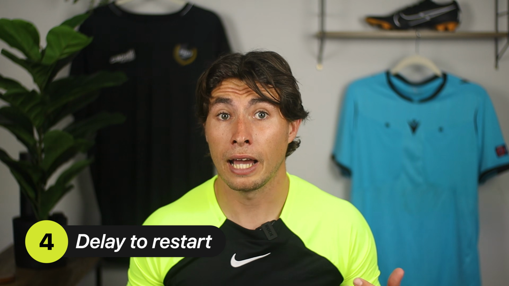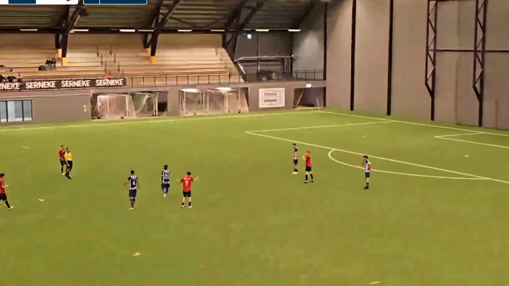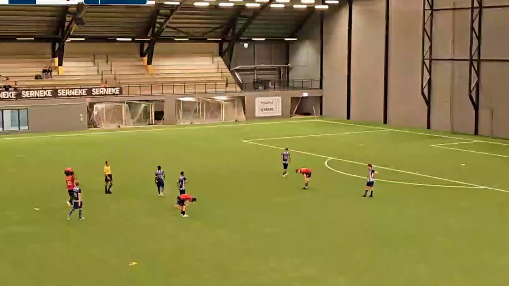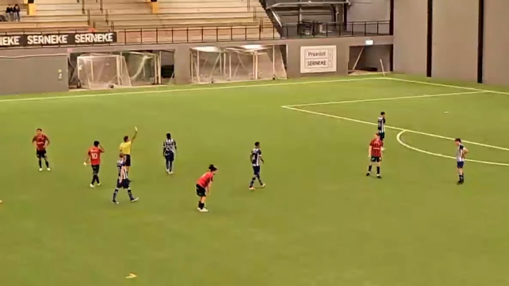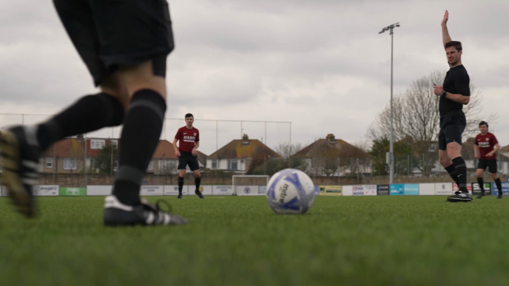Number 4, delaying the restart. When teams are winning, they can resort to delaying the game from restarting to wind the clock down. Most commonly, you'll need to watch out for goalkeepers changing what side they're taking the goal kick or free kick from, as well as free kick takers taking too long releasing the ball. Other tricks of the trade include faffing about with their shin pads and boots before taking free kicks or throw-ins.